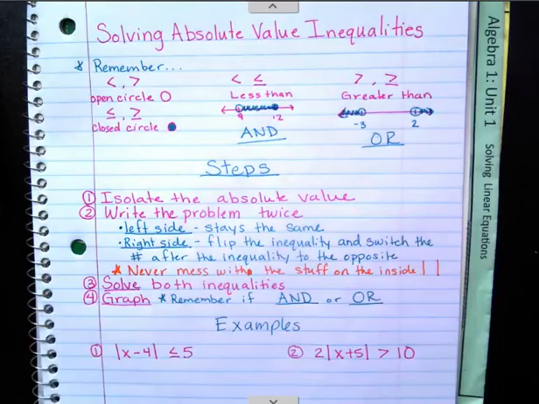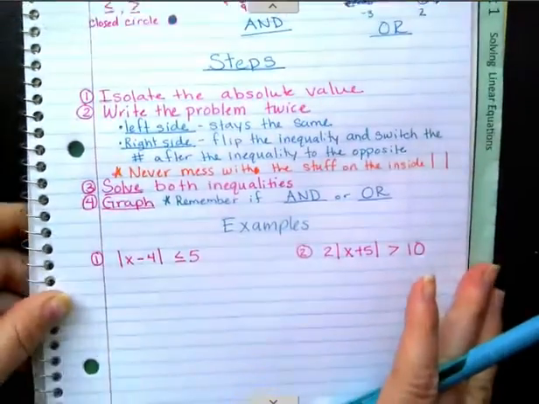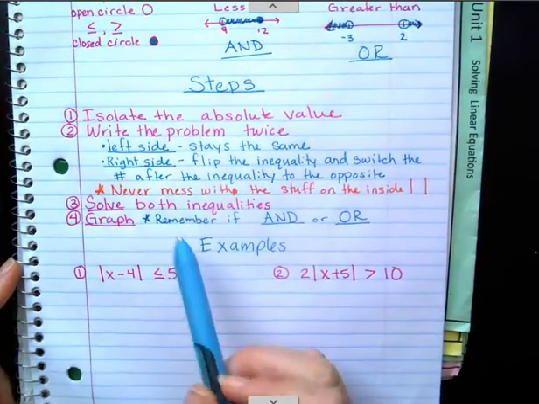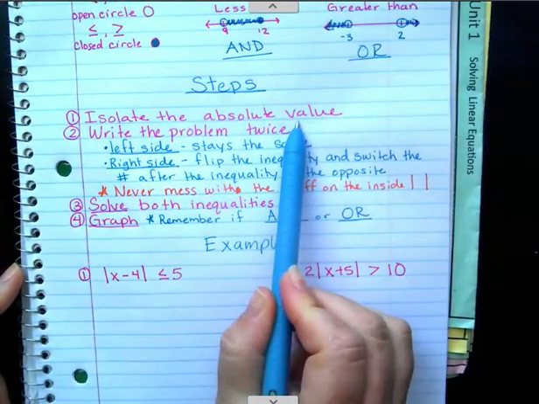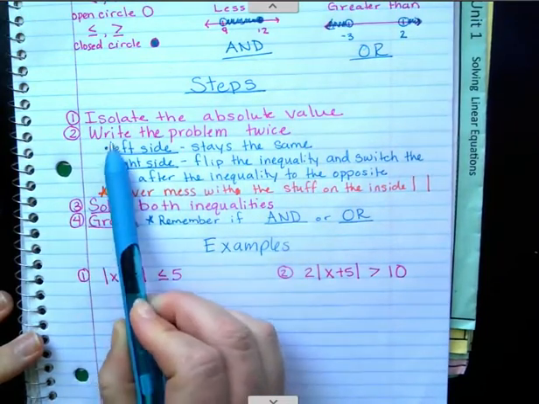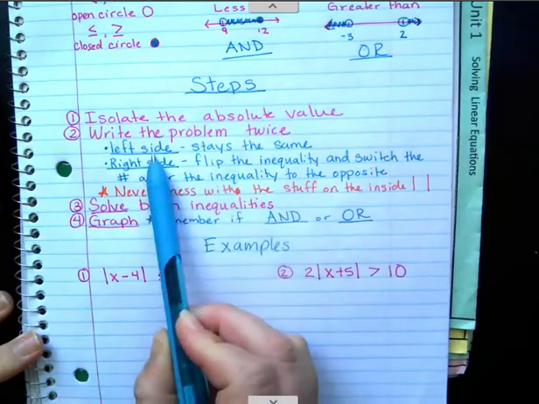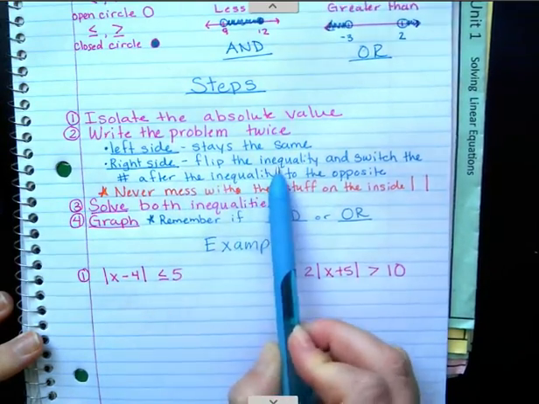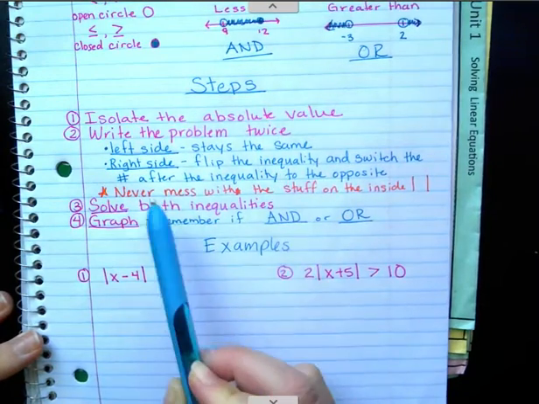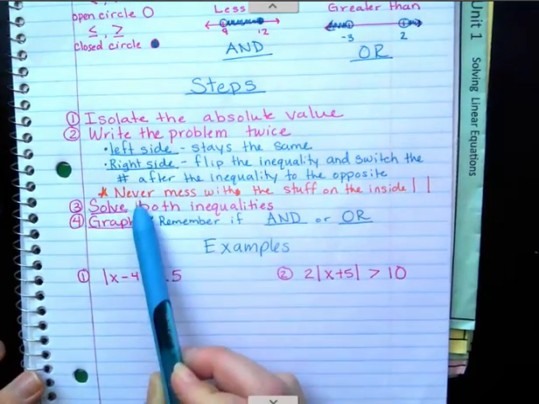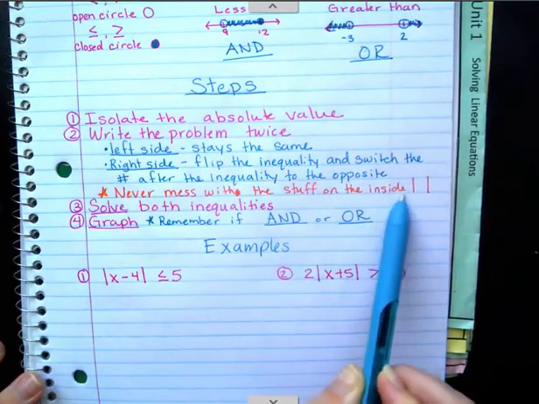All right, so here are the steps that you're going to do to solve these questions. The first thing you're going to do is isolate the absolute value, meaning get the absolute value by itself on its own side of the inequality. You're going to write the problem out twice. The left-hand side stays the same. On the right-hand side, you're going to flip that inequality symbol, and then you're also going to switch the number after the inequality to its opposite. So if it was a positive 5, it's going to change to a negative 5.